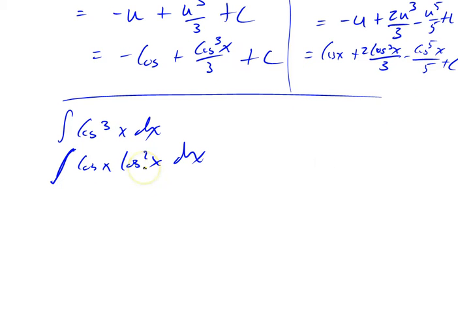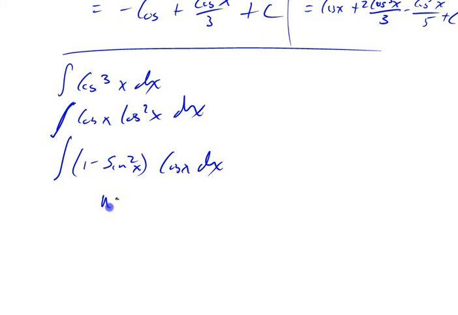And then the cosine squared x is 1 minus sine squared x. So I've got that 1 minus sine squared x times cosine x dx. This time I want u to equal sine x, and du is cosine x dx.